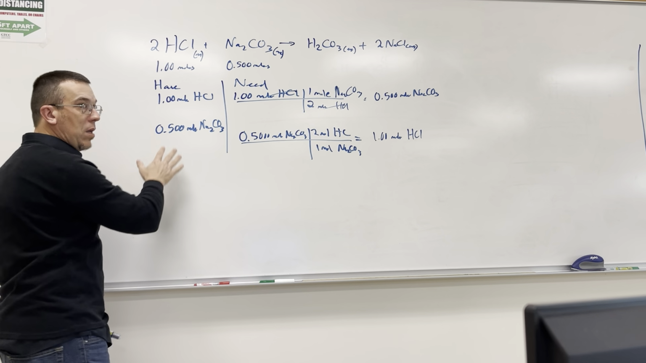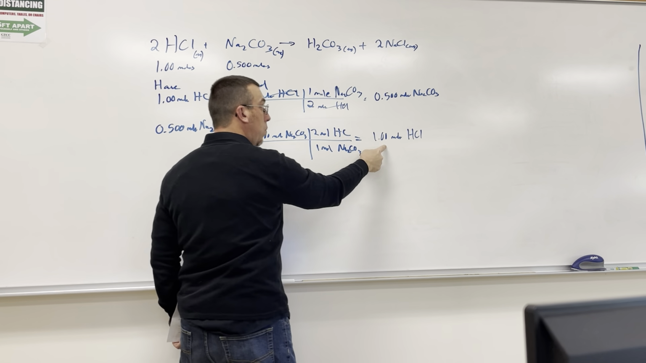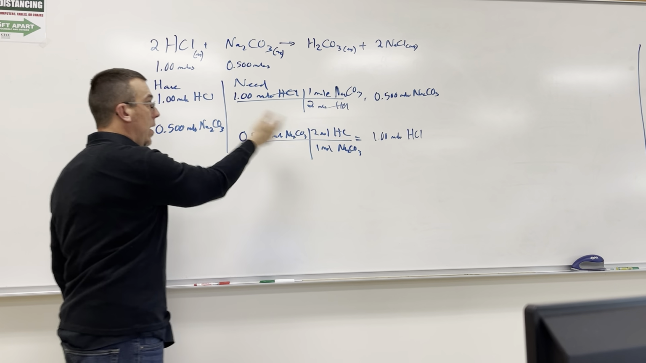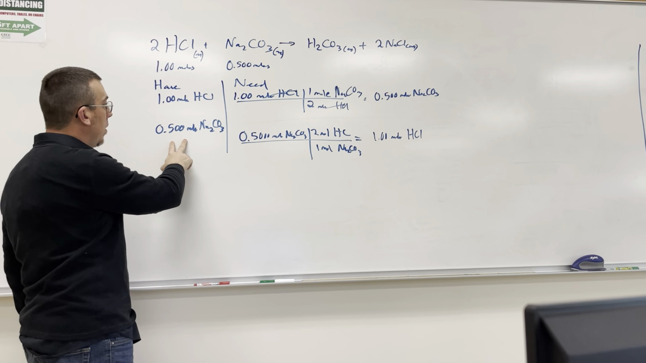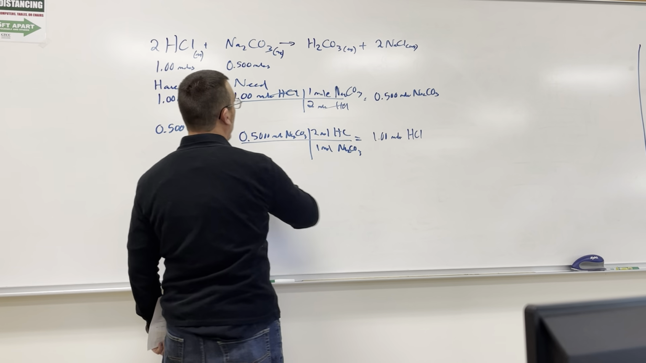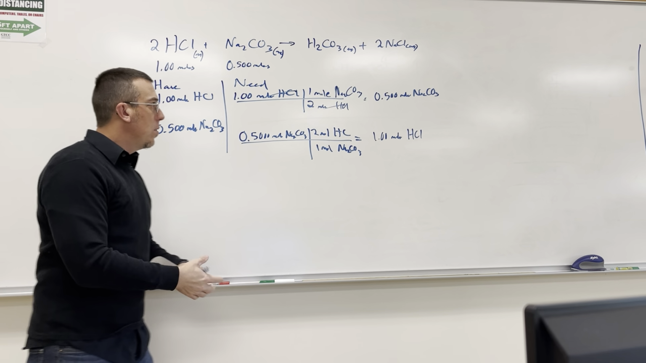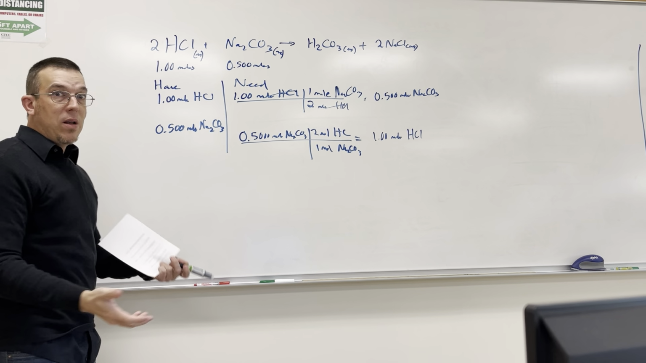So what we see is that we have 1 mole of HCl, and what we need is 1 mole of HCl. So we have enough HCl here. And then looking at the sodium carbonate, we have 0.5 moles of sodium carbonate, and we need 0.5. So based off of what we're given in the beginning here, we don't have anything in excess.